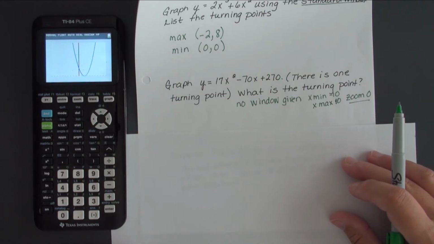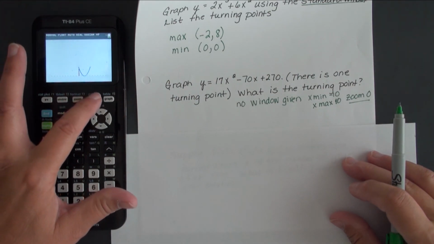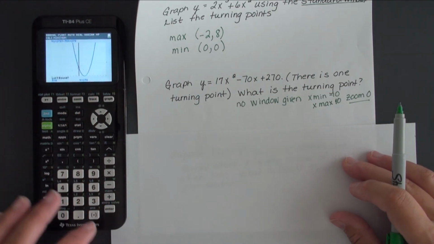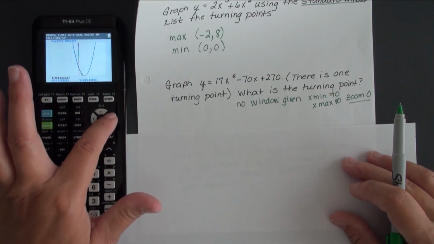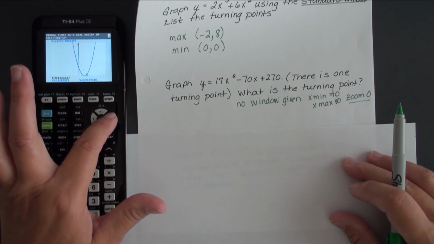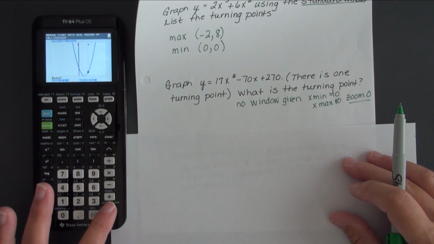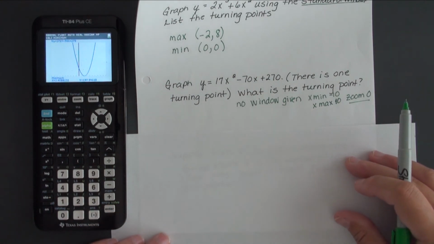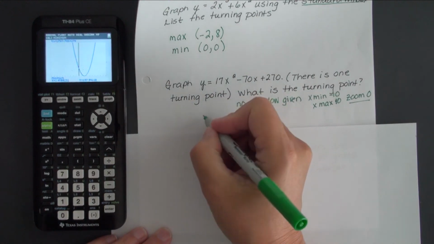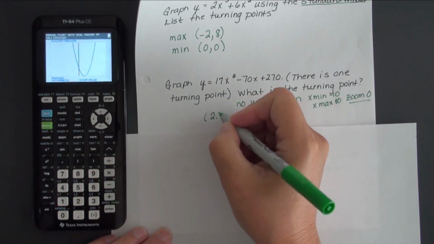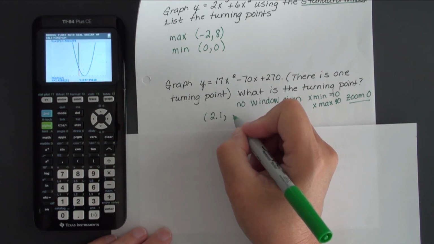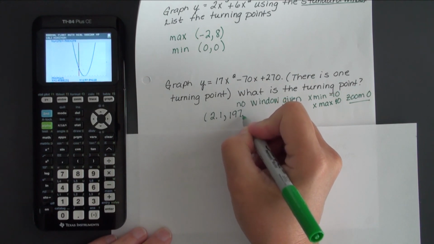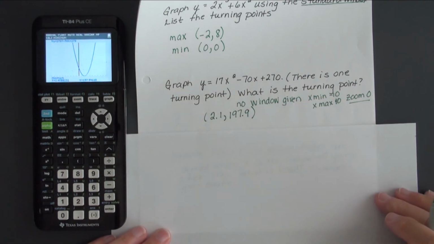Okay. Now we want to find the turning point. So again, I'll do second trace. That is a minimum. I'm already to the left of it, so I will press enter. I'll go to the right of it and press enter, and then I'll press enter. And let's round to 1 decimal place. That would be 2.1 and 197.9 is our turning point.